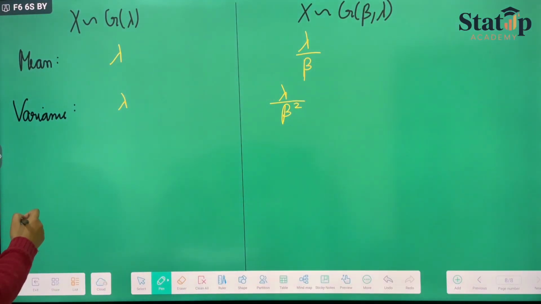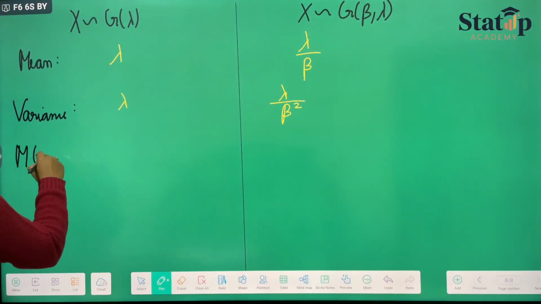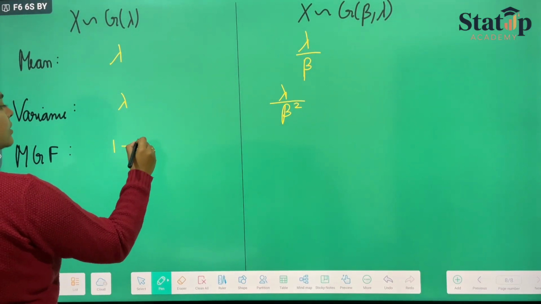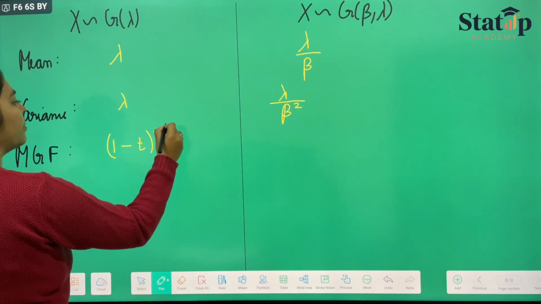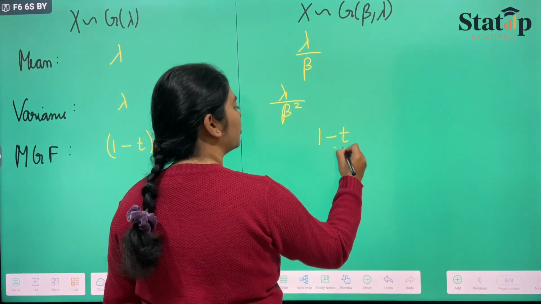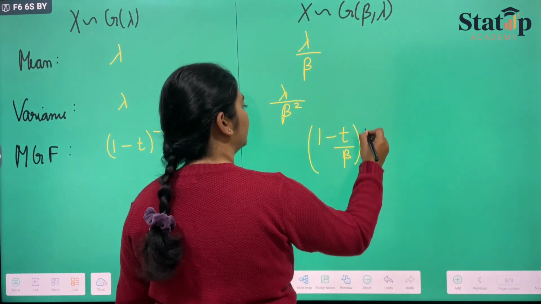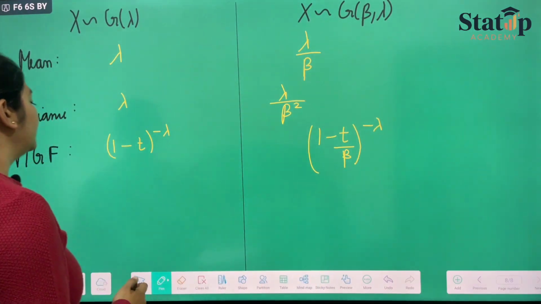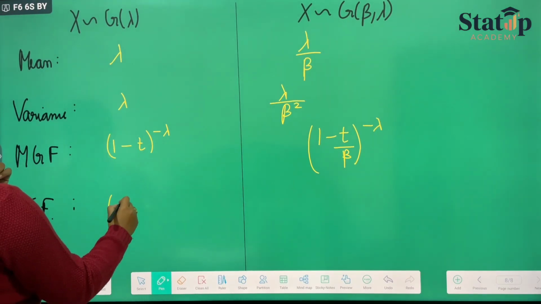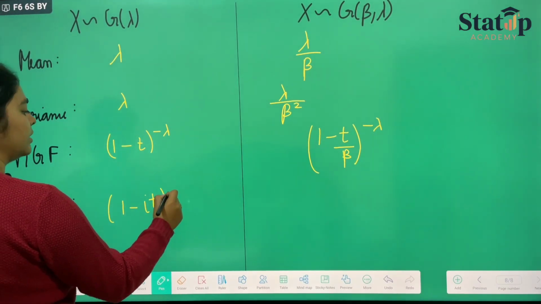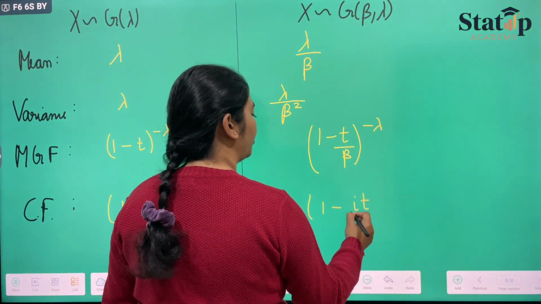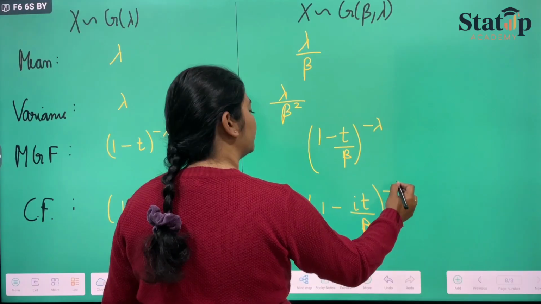If we talk about MGF, that would be 1 minus t raised to the power minus lambda, and here the MGF will be 1 minus t upon beta raised to the power minus lambda. And if we talk about the characteristic function, then it would be 1 minus it raised to the power minus lambda, and here it will be 1 minus it upon beta raised to the power minus lambda.